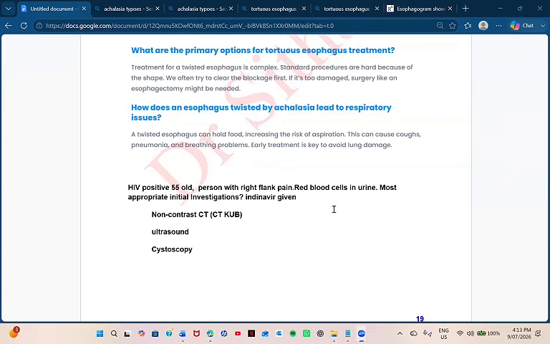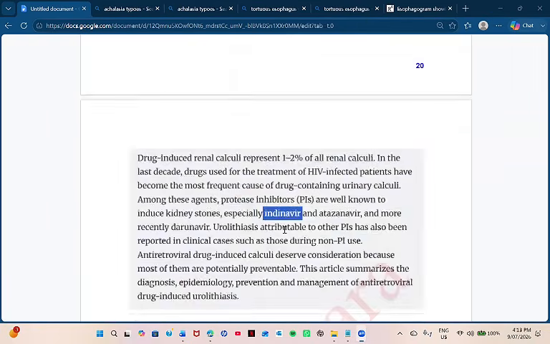A person with flank pain and hematuria. Hematuria is present. So painful hematuria, what should you think about here? It can be infection or it can be stones, right? But here, what do you know about the association with indinavir? What is associated with indinavir? The stones, right? Stones are associated with indinavir here.